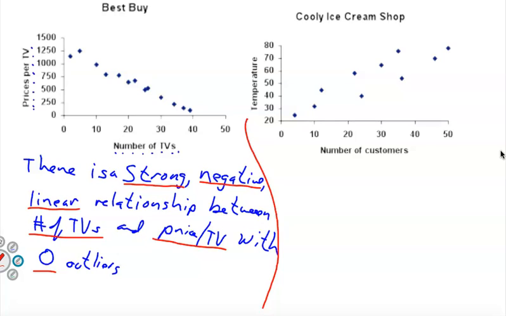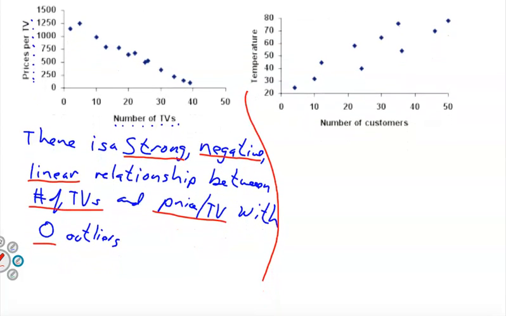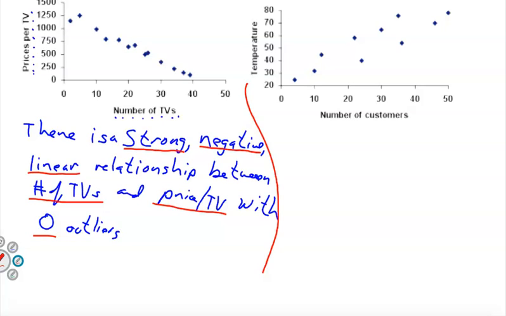Next one, so we got Cooley Ice Cream Shop, and we are talking about how many customers do we have and probably what's the temperature outside, okay? And so we're going to discuss FODs for that. What is our relationship, basically? So there is a, and when I look at this one now, the dots are a little bit more spread out, and so I'm going to put weak. It's not horribly weak, but it's a little bit weaker.